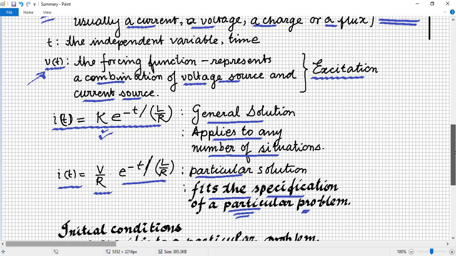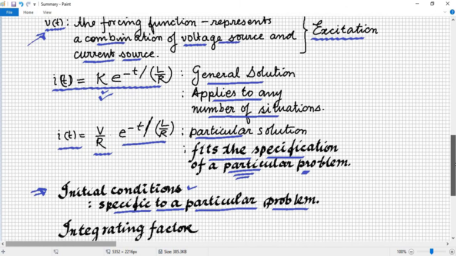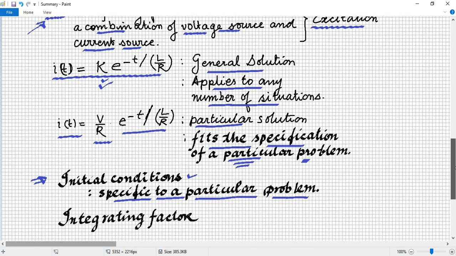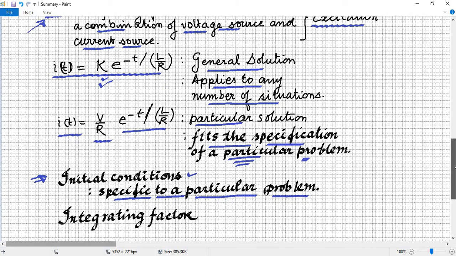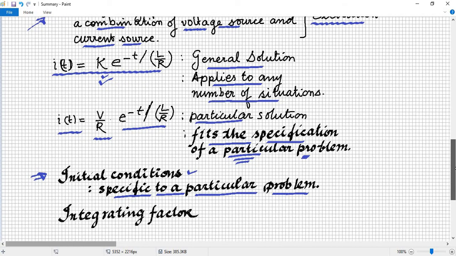We have seen how to calculate the constant K looking at the initial conditions. This we have discussed, and these initial conditions are specific to a particular problem. So we will have to see a particular problem to find out the initial conditions through which we get the constant K. Initial conditions are specific for any given circuit. In next lectures, we will see more examples to understand the procedure of evaluating initial conditions for a given circuit.